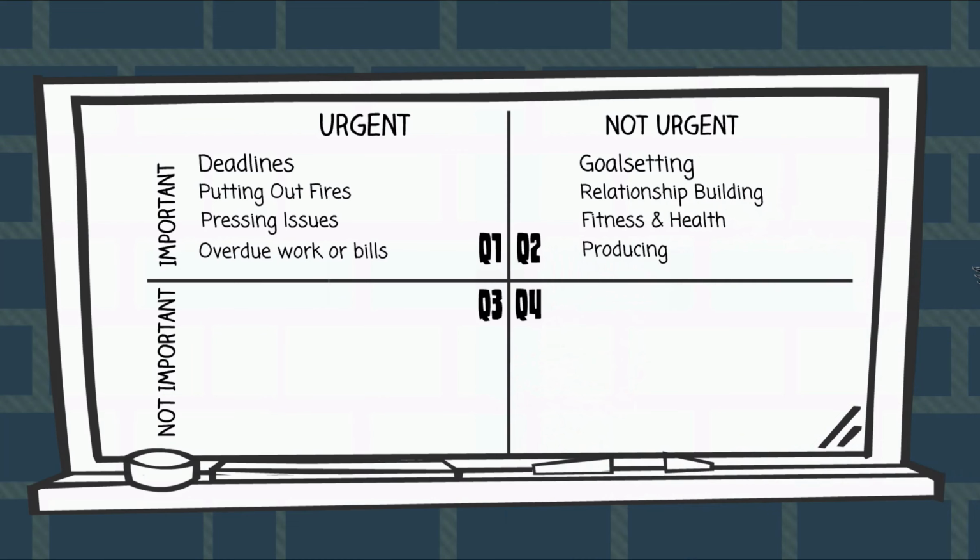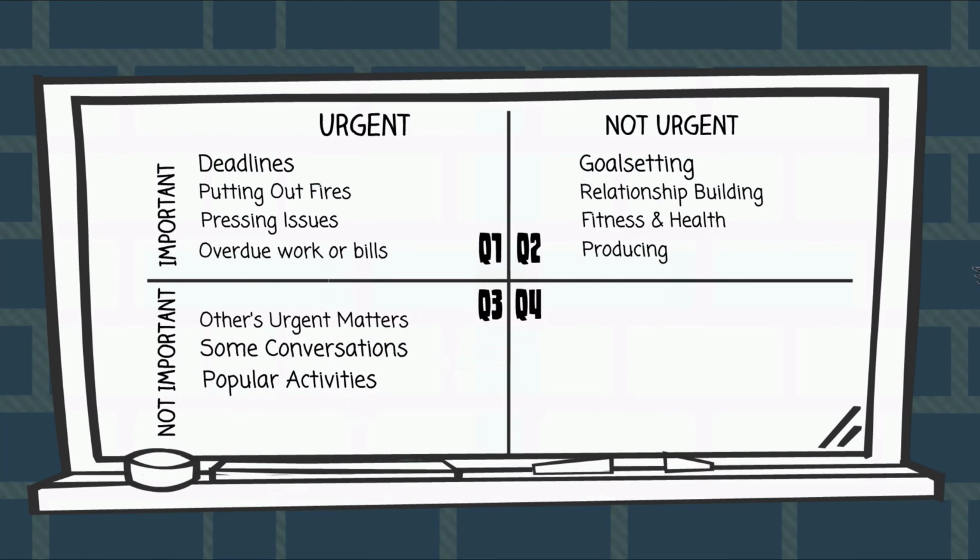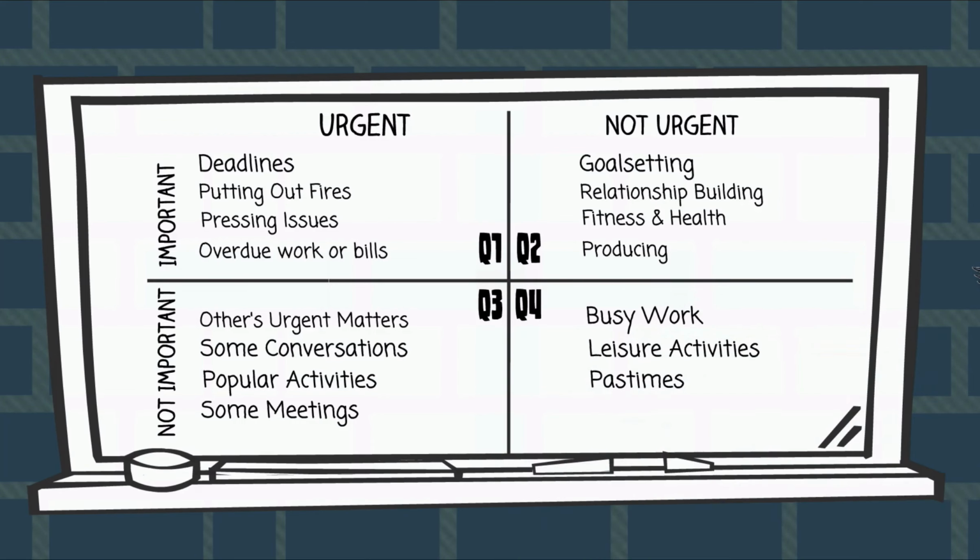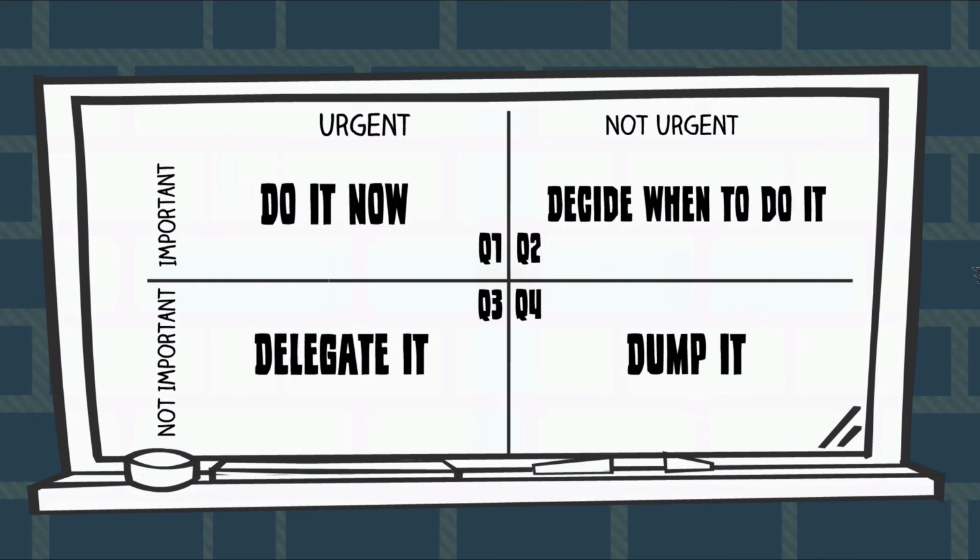In urgent and not important, you have other people's urgent matters, certain conversations, the ones that seem to go nowhere, popular activities like parties, engagements, or other invites, and some meetings that are more talk than walk. Lastly, we have not urgent and not important, which is usually where you'll find busy work, leisure activities and vices, pastimes and some hobbies, and periods of doing nothing. We call it laziness. Each category or box is a quadrant.